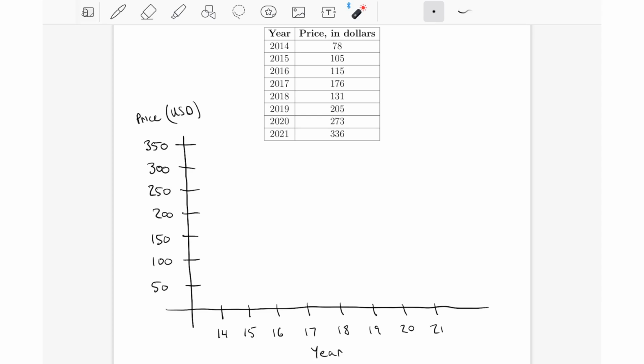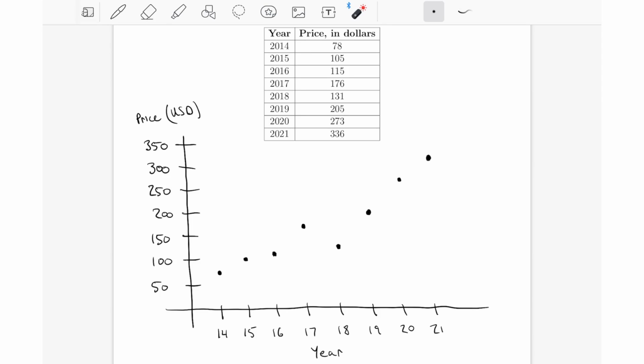And now what we do is we start plotting points, right? So one of these points would be 2014, comma, 78, right? The year 2014, the price in dollars, 78. So almost smack dab in between this 50 and 100 mark. Let's go ahead and plot that point. 2015, that's a price of 105, so it's going to be a little bit above that 100 mark. Let's go ahead and plot that point. And we're going to continue plotting these points that we get directly from our table of data.